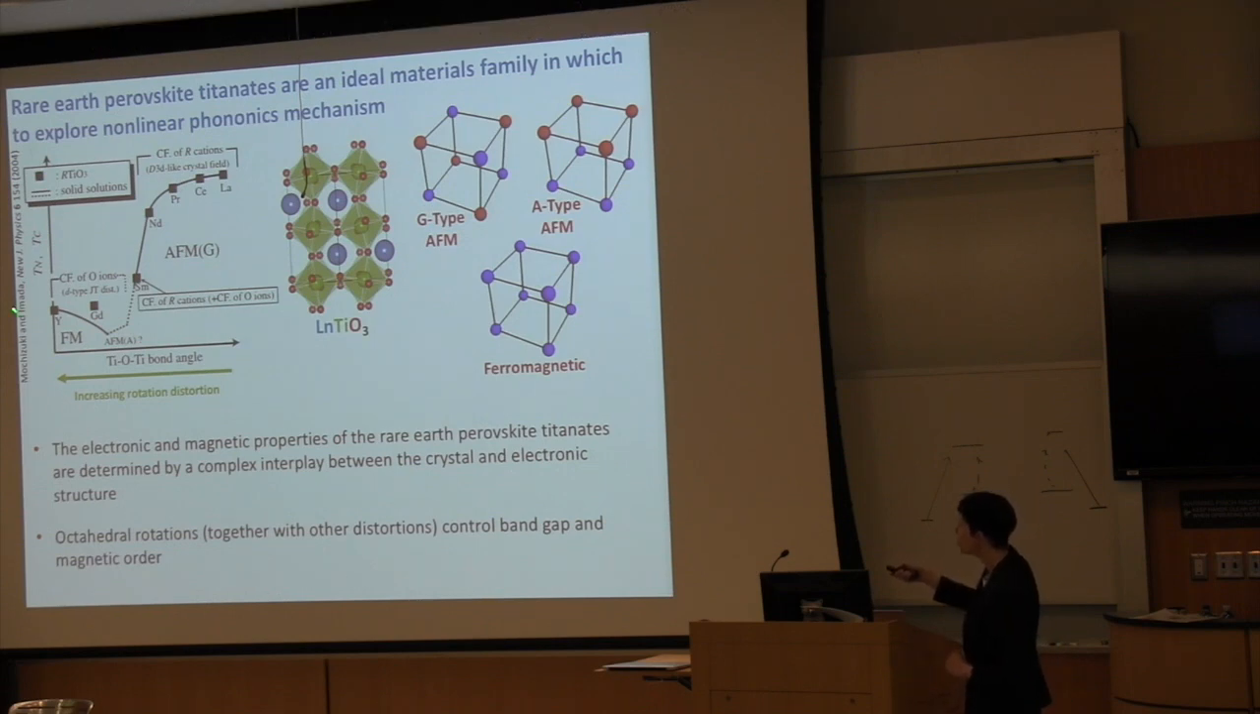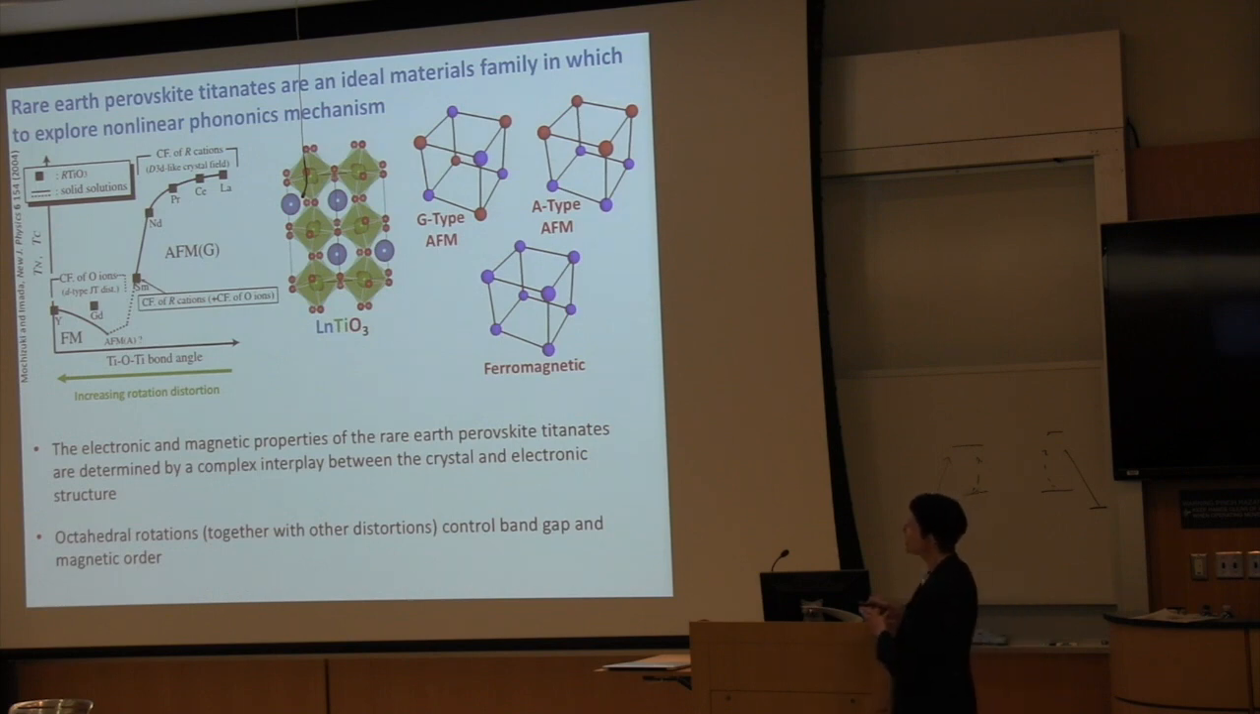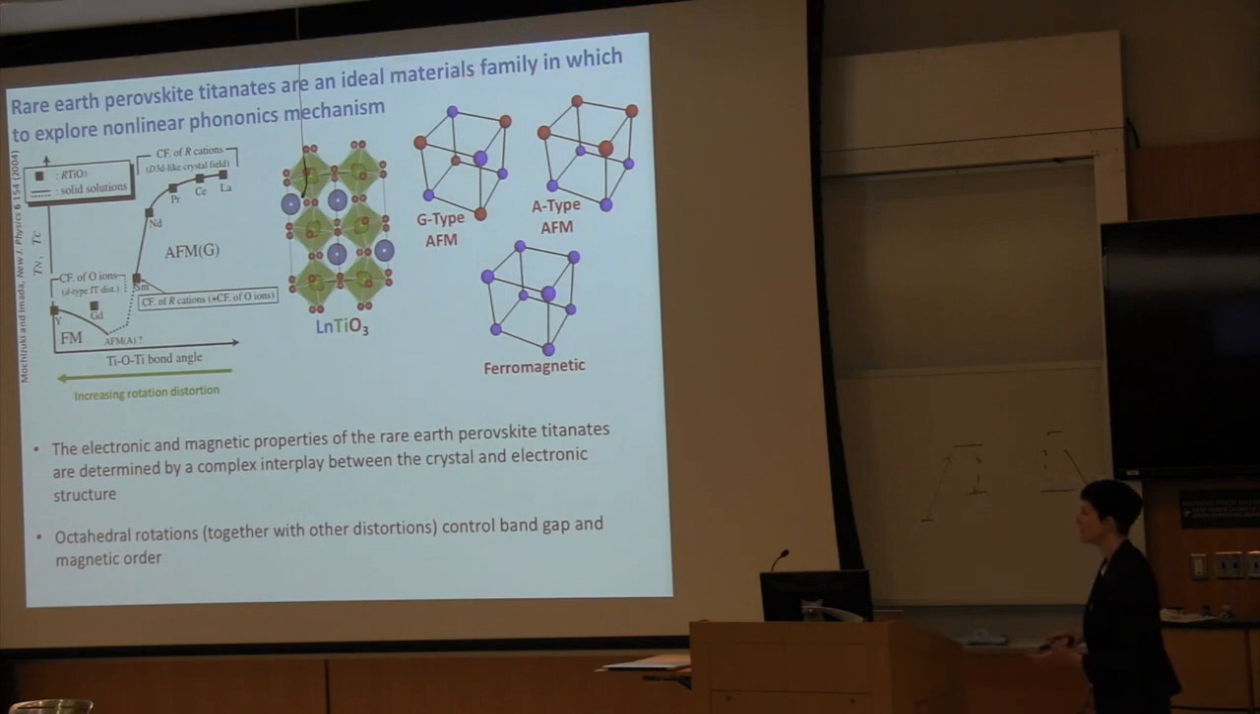For smaller rare earth cations and larger octahedral rotation distortions, the spins on the titanium ions align in this ferromagnetic way. This dotted line that you can see in the middle, connecting these two parts of the phase diagram, means that there are no stoichiometric compounds that exist in there.